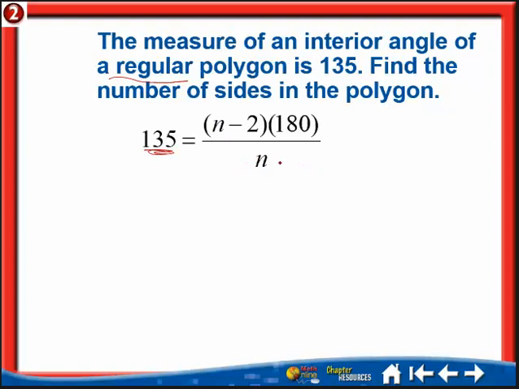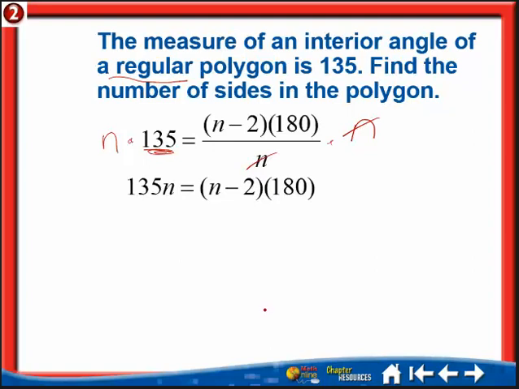Okay, a lot of people forget how to deal with variables on the bottom. Remember, if something's on the bottom and you want to get rid of it, you need to put that same thing on the top. So I need to multiply what I do to one side, I need to do to the other side. This way my n's cancel. So I end up with 135n, and then the top here stays the same.